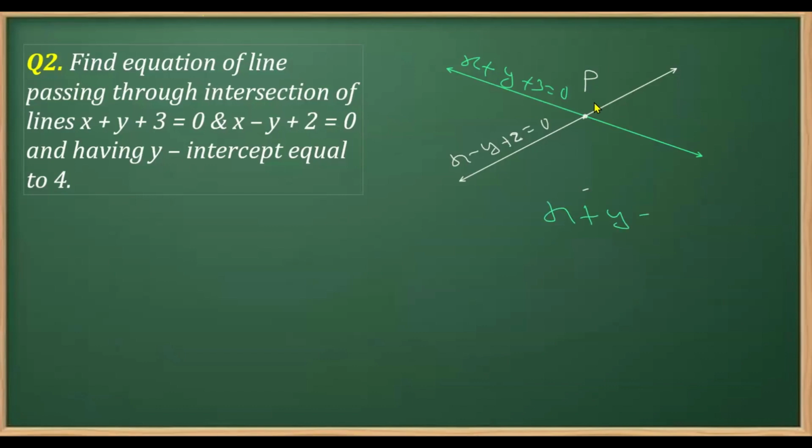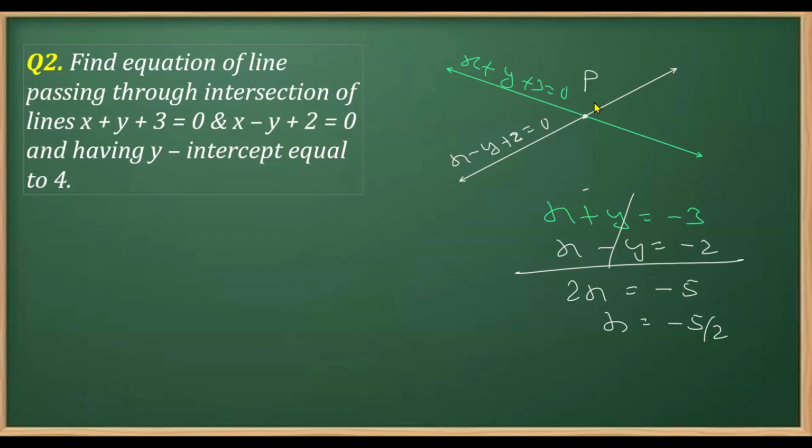The first one is x plus y equals minus 3, I'll keep 3 on the other side. And the other one is x minus y equals minus 2, transposing 2 to the other side. So we can add these two equations. So 2x is equal to, I'm getting, minus 5. So x is equal to minus 5 over 2. Now, once we have got the value of x, I can place it in any of these equations.